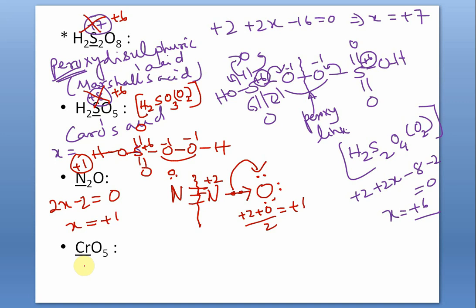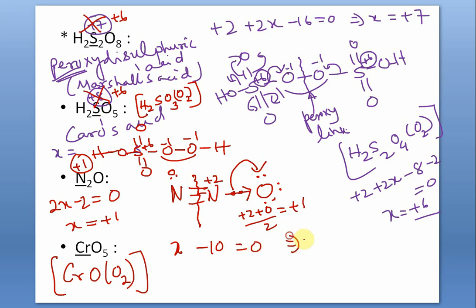Similarly, you will be totally frustrated if you look at chromium CrO5. You can call it chromium pentoxide, but actually it is chromium diperoxide. Diperoxide is, in fact, 1 oxygen is normal and 4 oxygen atoms belong to the peroxide category. So if you find the oxidation number by X method, X minus 10 is equal to 0, then you will get X is equal to plus 10. Then people will laugh at you.